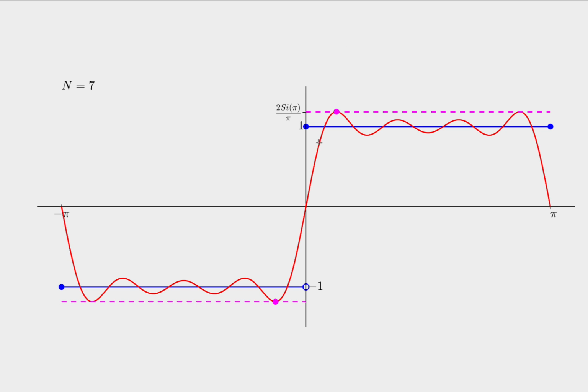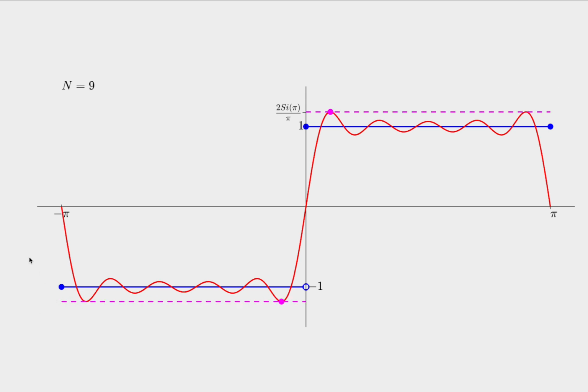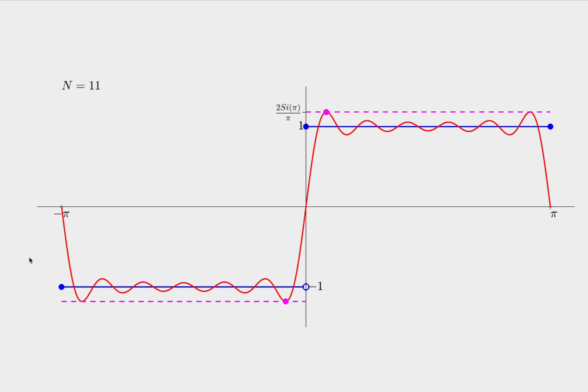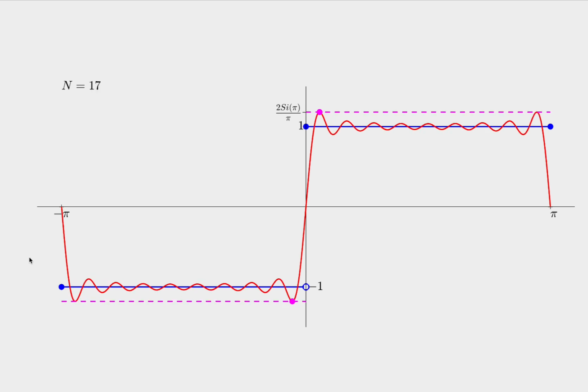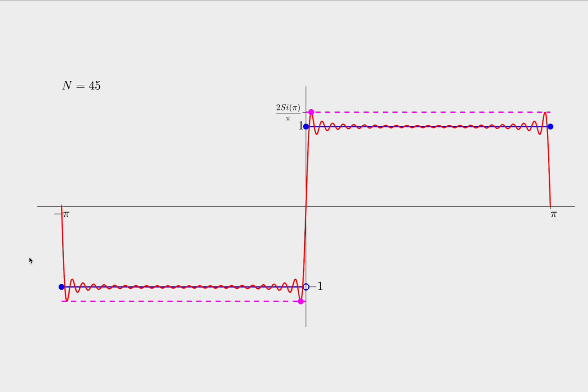So the same max value that occurs here is also going to occur here as we approach this boundary. And similarly, the min value will approach here. And notice that as n gets bigger, we do get closer and closer to 2 times the sine integral function of pi, divided by pi, right?